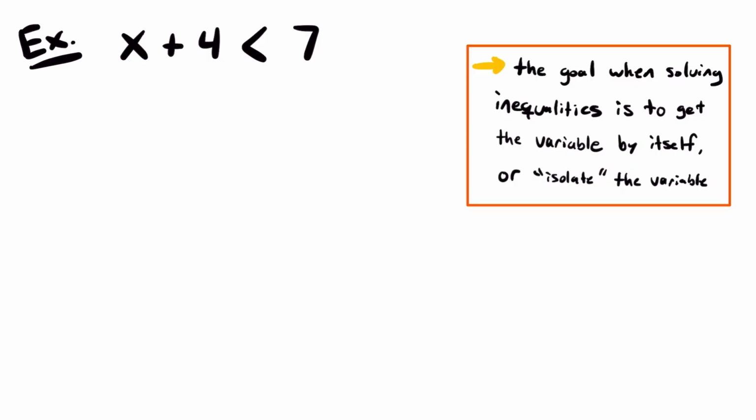Or the way that I like to say it is that we want to isolate the variable. Currently that's not the case here, right? We have x plus 4 less than 7. X is not by itself on one side of that inequality sign. It is accompanied by this plus 4.